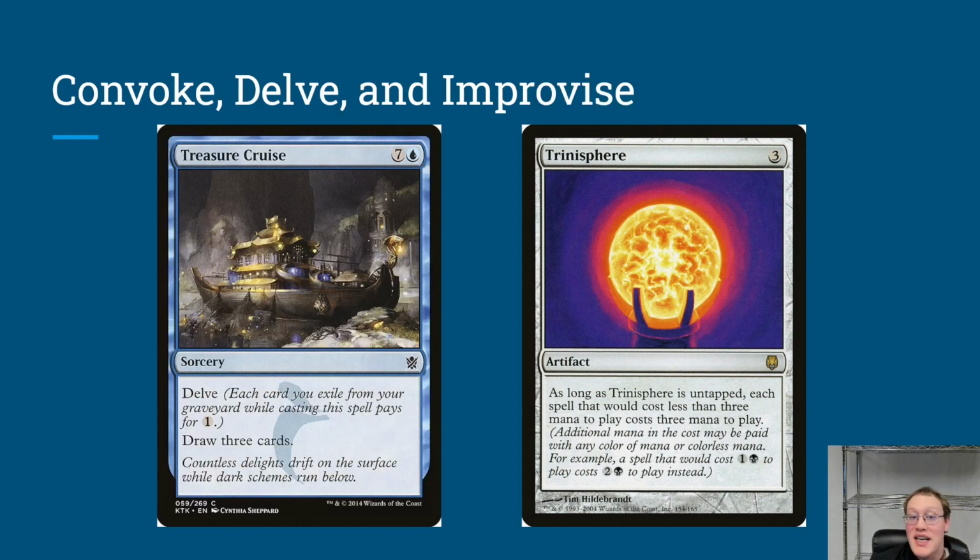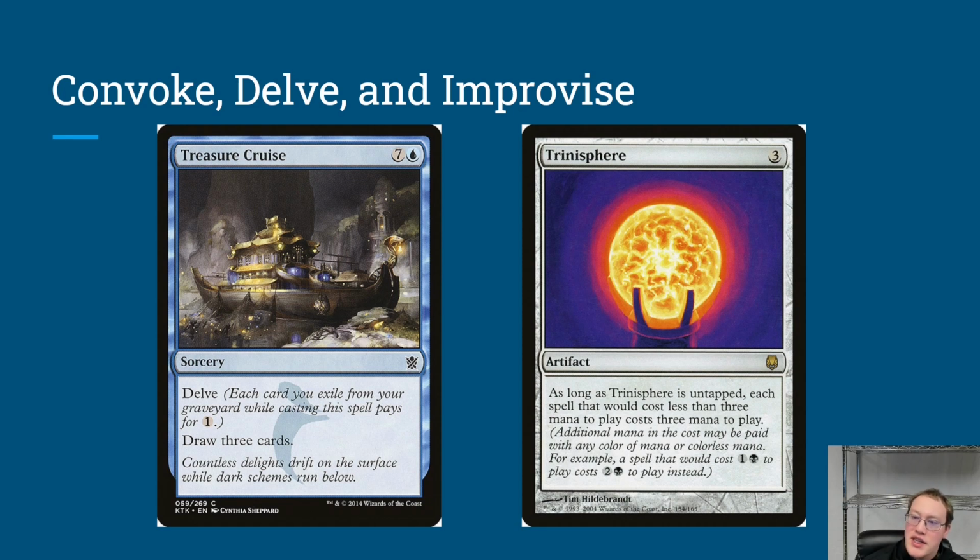Now we're going to get, and this is where I say is kind of like more advanced stuff. And this is where things get really fun, in my opinion. So with Delve and Convoke and Improvise, actually all 3 of these mechanics function exactly the same way. So if you have any rules questions that involve one of those mechanics, you're generally going to be able to apply the answer to any question involving the other 2, and it's going to work basically the same way.